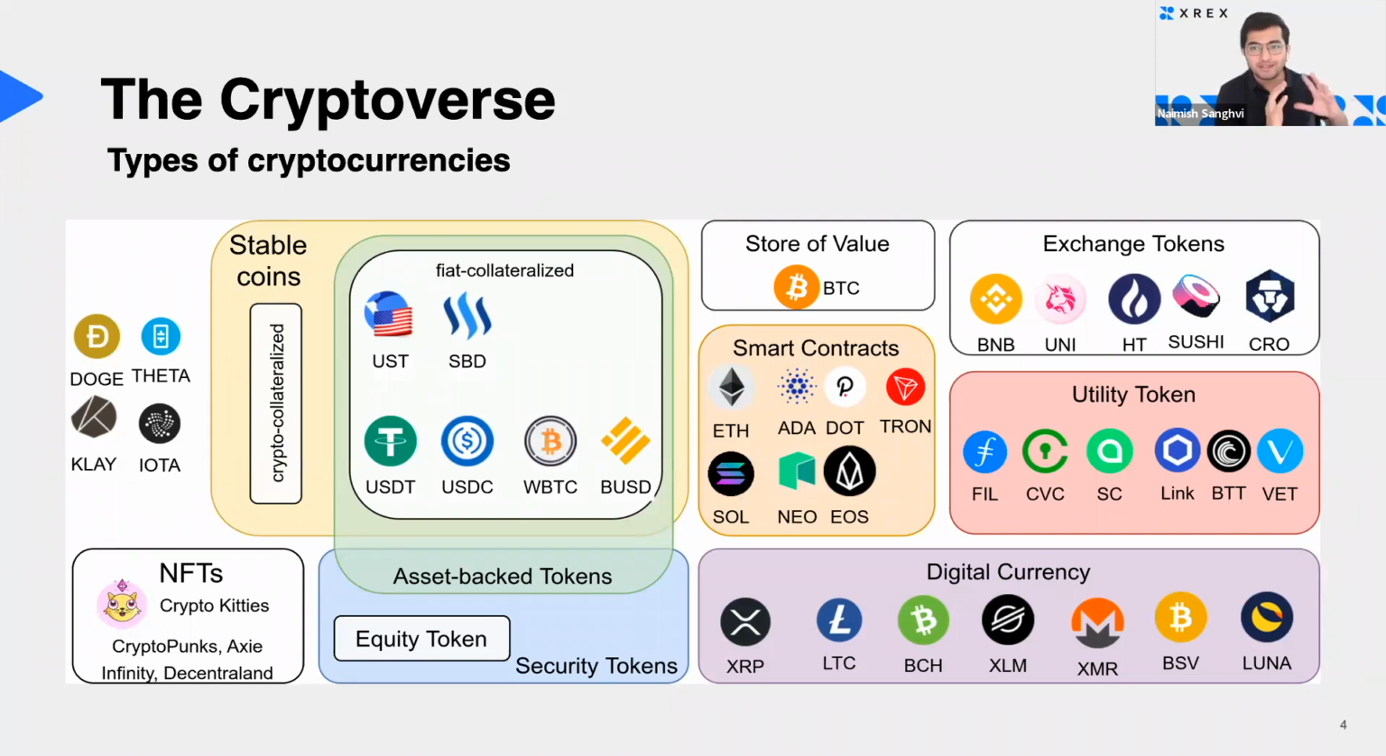Now, initially 10, 12 years ago, when Bitcoin came into existence, it was created as an alternative to fiat money. It was used as a currency, a digital currency, which can be used anywhere and everywhere in the world over the internet. And today, Bitcoin is trading at above $35,000.